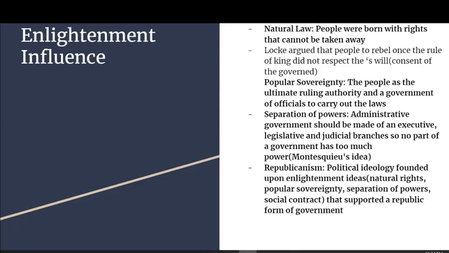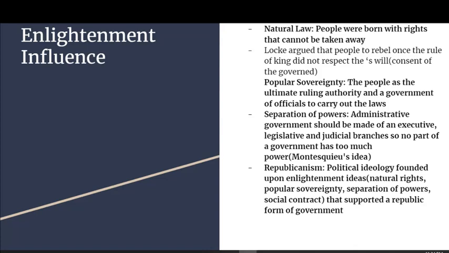Then Locke argued that the people could rebel once the rule of the king did not respect the public's will or the consent of the governed, which is the idea presented here. This idea is also known as popular sovereignty, where the people are the ultimate ruling authority, and the government officials exist to carry out the laws.